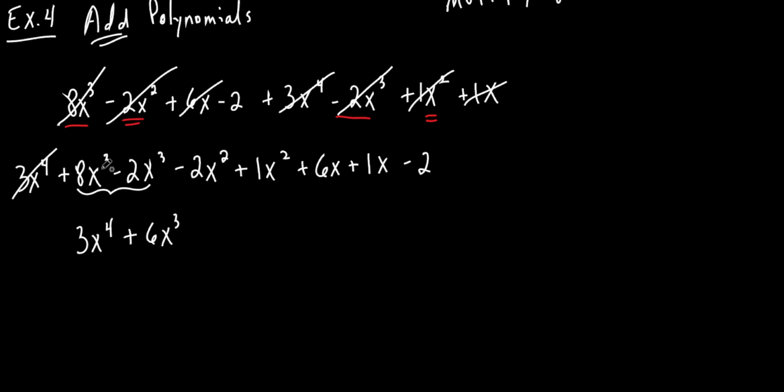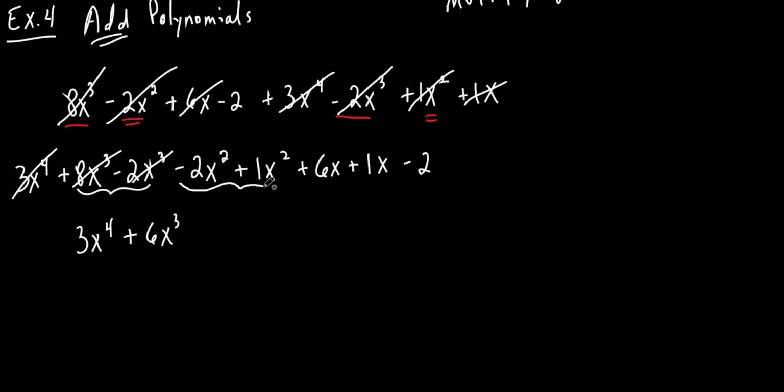X cubed. Do I do anything? Do I add those cubes? No, they're just like terms. It's like apples and oranges. Remember that? If I have 8 apples minus 2 apples, I have what? 6 apples, right? I got 8x cubes minus 2x cubes. That gives me 6x cubed. All right, done with those.